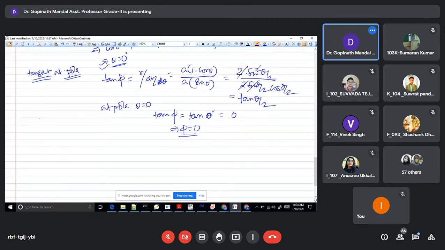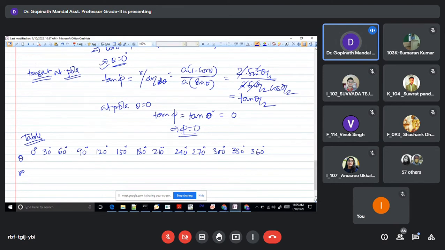Now next, a table of theta and r. Theta equal to 0 degree, then 30, 60, 90, 120, 150, 180, just 30 difference, 210, 240, 270, 300, 330, and 360.